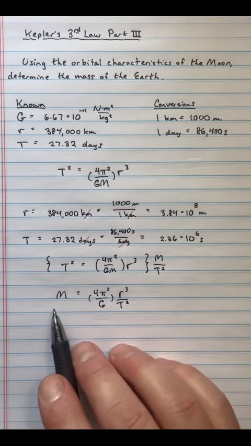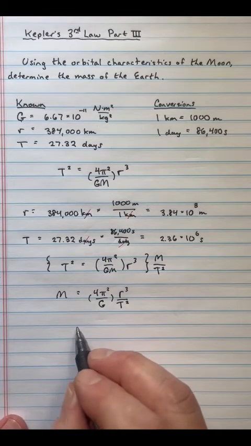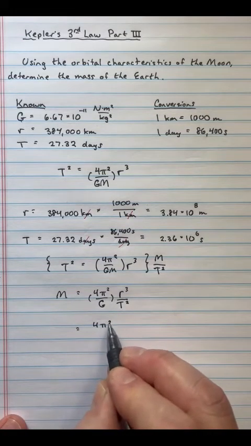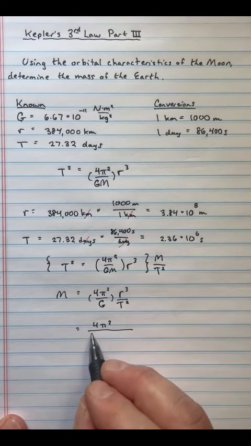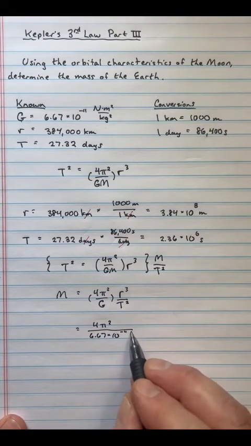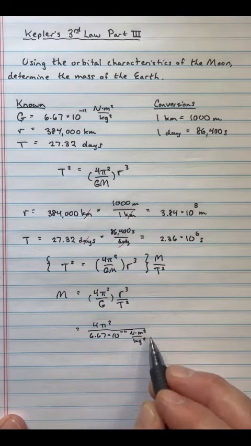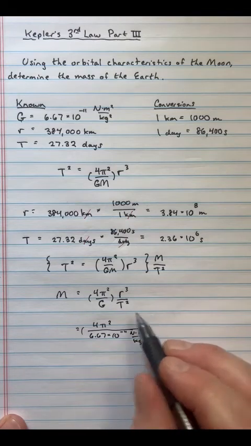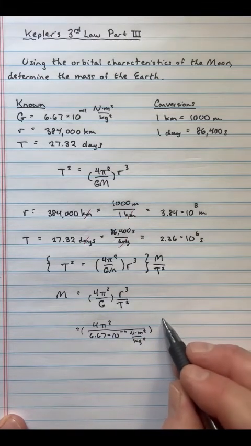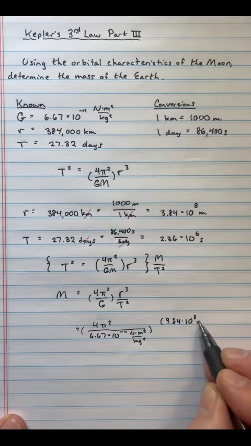So this is the algebra solution for the mass. All right. Now we can plug in numbers. So let's do that. So 4 pi squared. Now G is 6.67 times 10 to the minus 11th in these interesting units that we talked about. So I've got that so far. R is 3.84 times 10 to the 8th power meters.